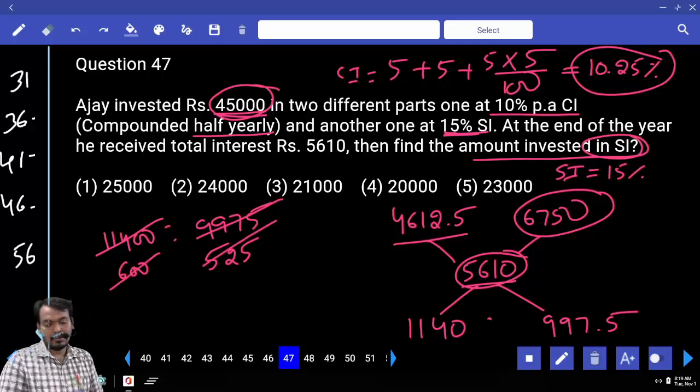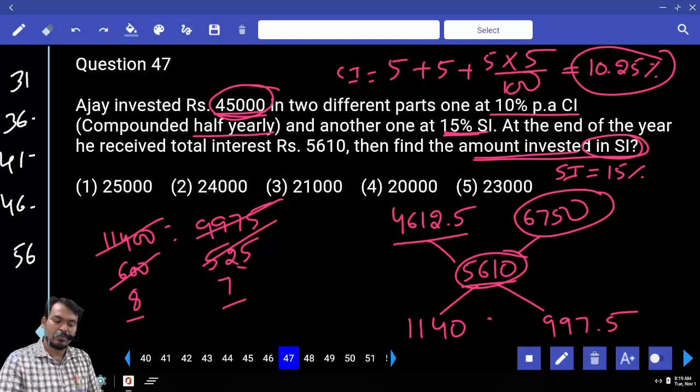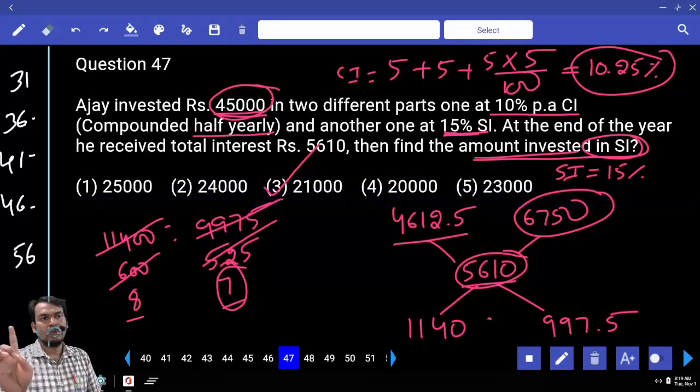75. 600 minus 525, the difference is how much? 75. 75 how many times? 8 times and 7 times. What is the principal's ratio? 8:7. Okay. Total how many parts? 15 parts. If we require the second sum, it will be a multiple of 7. How many options? Only one.